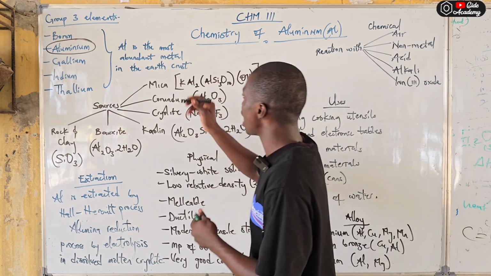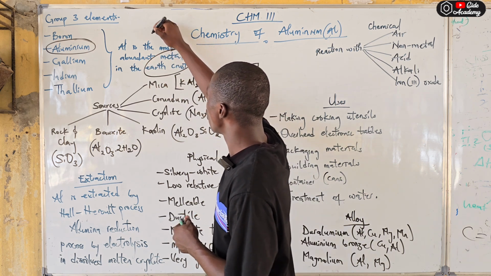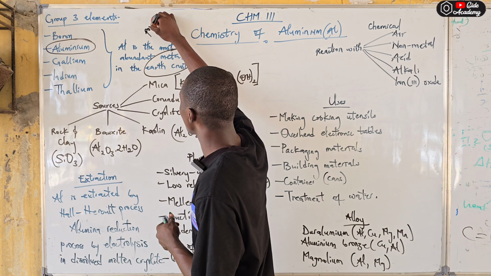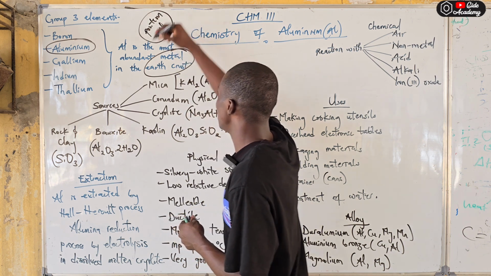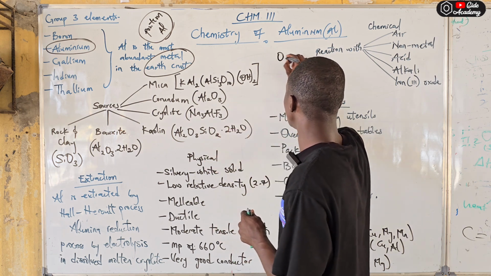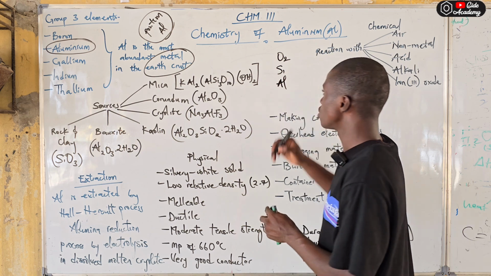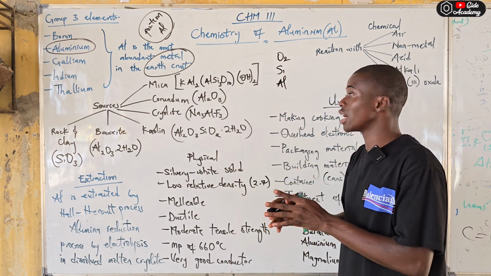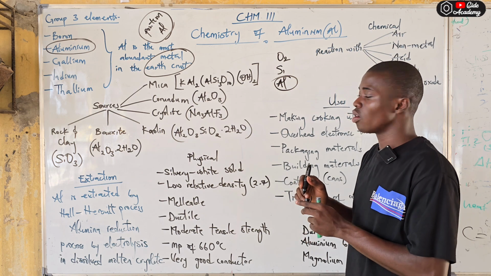If aluminium is the most abundant metal in the earth crust, what is its position as an element? The most abundant element is oxygen, followed by silicon, then followed by what? Aluminium. So aluminium is the most abundant metal, but the third most abundant element on earth.